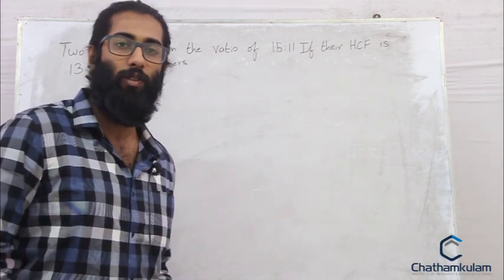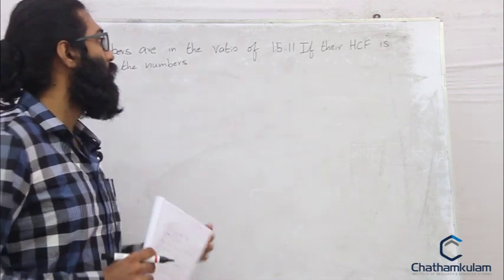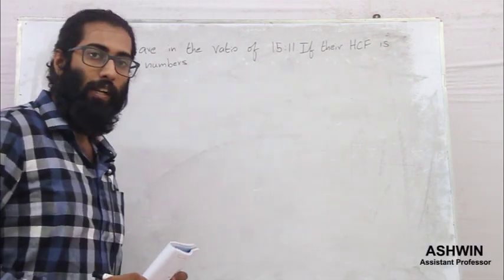Let's look into the next question here. Two numbers are in the ratio 15:11. If the HCF is 13, find the numbers.